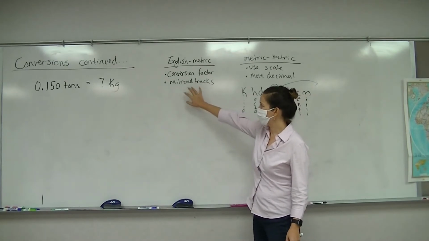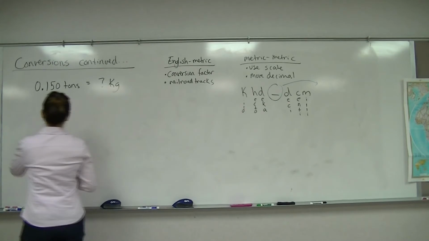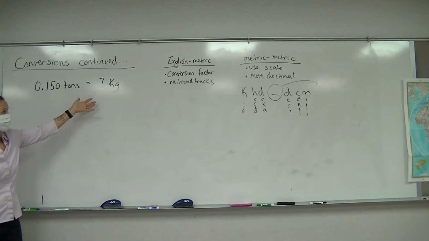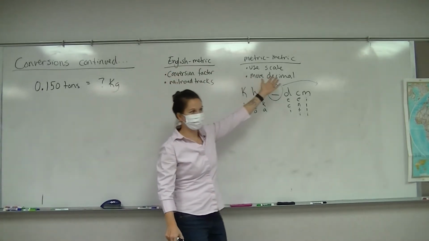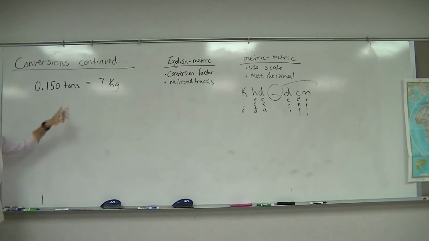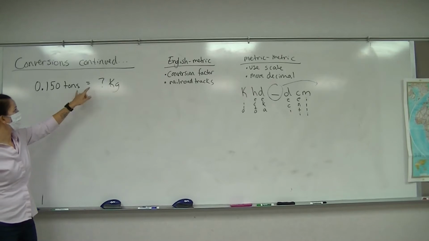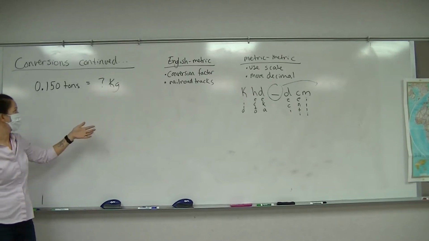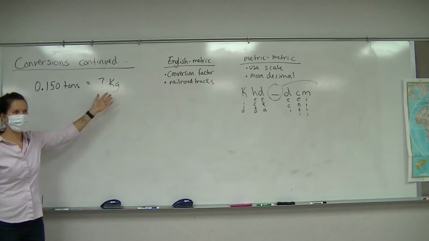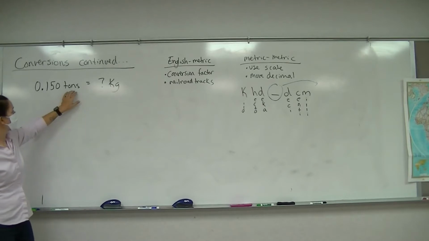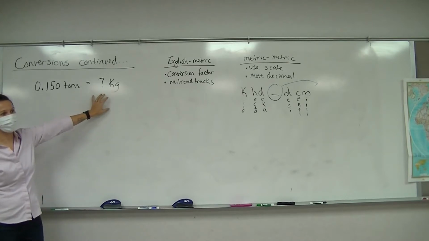Okay, so let's try one of these first. Looking at this problem, 0.150 tons is equal to how many kilograms? Your first step when you are approaching a conversion problem is: what type of problem is it? Is it English to metric or is it metric to metric? To figure that out, you just look at the units themselves. If it's metric to metric, the second type, you'll have a letter in common. So it'll be milligrams to kilograms, or centimeters to meters. You'll have a letter in common.